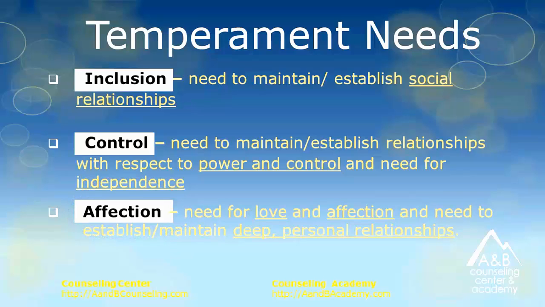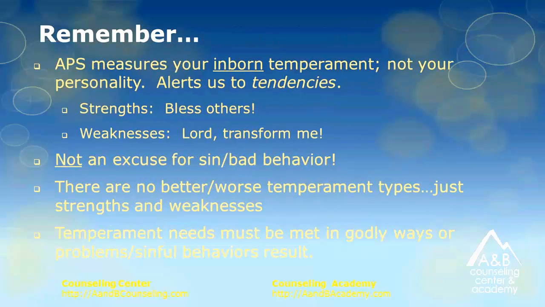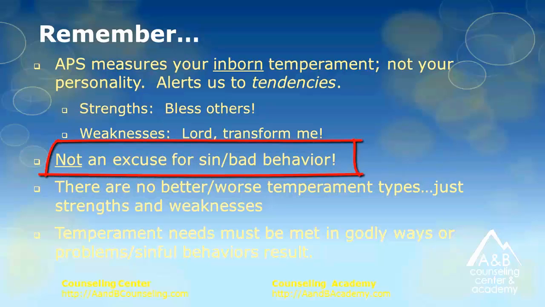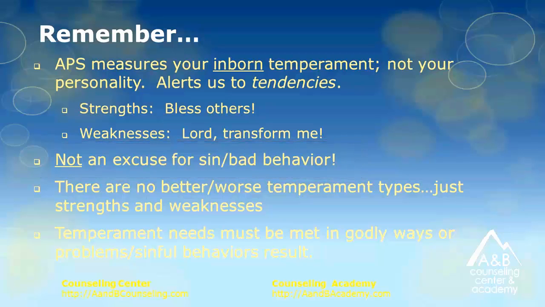There's much more information on this on our website and certainly other places on the internet, but just to help you understand a bit about the Arno profile system, it really does measure our inborn temperament, not a personality, as I mentioned. It alerts us to tendencies that people can have, strengths, weaknesses, and general characteristics. It's not an excuse for sin or bad behavior. We just can't say, well, gee, that's just how God made me. There are no better or worse temperament types. They're just different, with associated strengths and weaknesses.